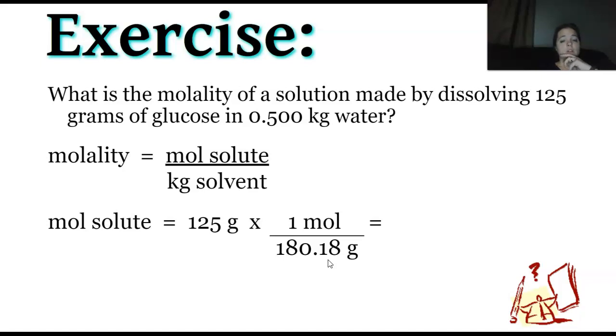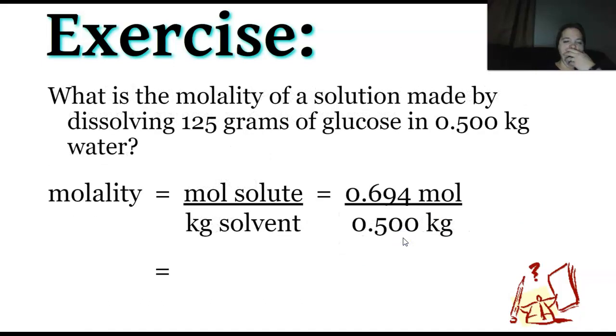Okay. All right. So I'd do 125 grams times 1 mole over 180.18. Now, that's because I've got to get rid of the grams. Say I wanted to go from moles to grams, you do the reverse. When I calculate it out, I get 0.694 moles. So I'm going to take the moles of solute over kilograms of solvent. I plug this in. When I calculate it out, I get 1.38 molality.